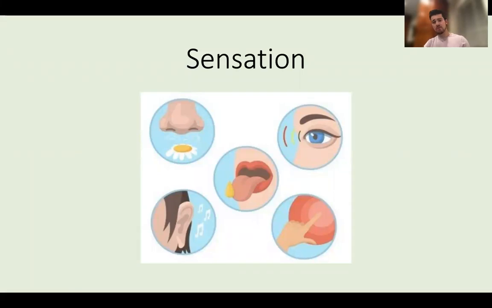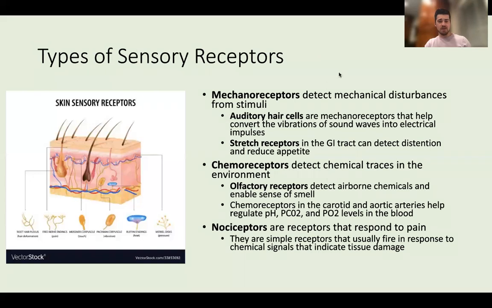Okay, so the first topic we're going to talk a little bit about is sensation. Obviously, everybody's familiar with the 5 senses that we have. It's a little bit more complicated, obviously, on the MCAT. So we're just going to go over first the types of sensory receptors that you'll see on the MCAT.